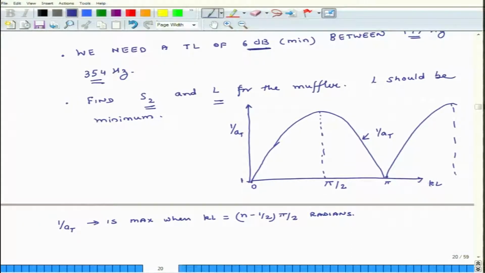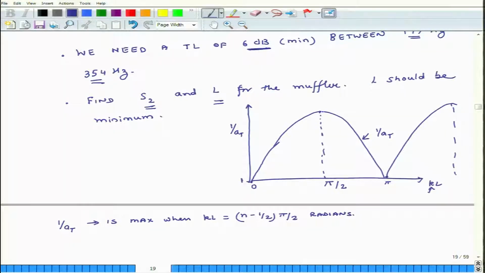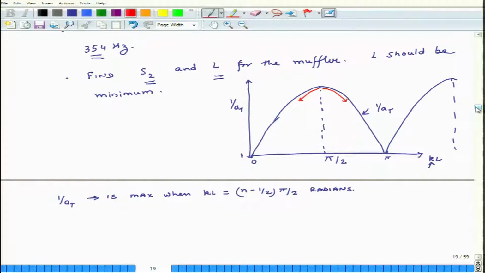Now, this K is what? It is 2 pi over lambda. So, this is associated with a frequency. So, at some frequency transmission loss is going to be maximum, and as I move away from that frequency transmission loss will start declining. Now, we are told that this muffler has to operate from 177 hertz to 354 hertz.